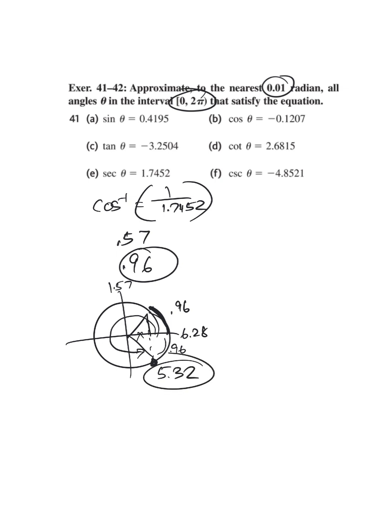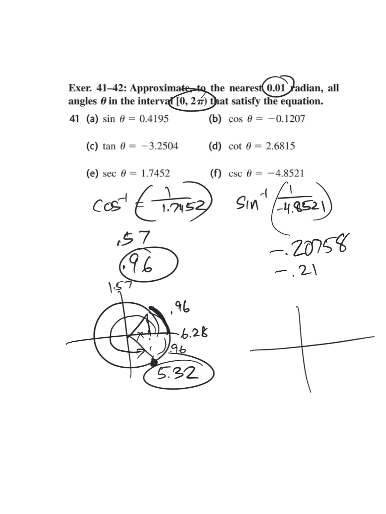So that's the other value for E. And now F, cosecant goes with sine, so the arc sine of 1 over negative 4.8521. Okay, and we take the arc sine of that and we get negative 0.20758, so negative 0.21. So we go here, 0.21, okay? So 6.28 minus that, 6.28 minus 0.21, and we get 6.07.